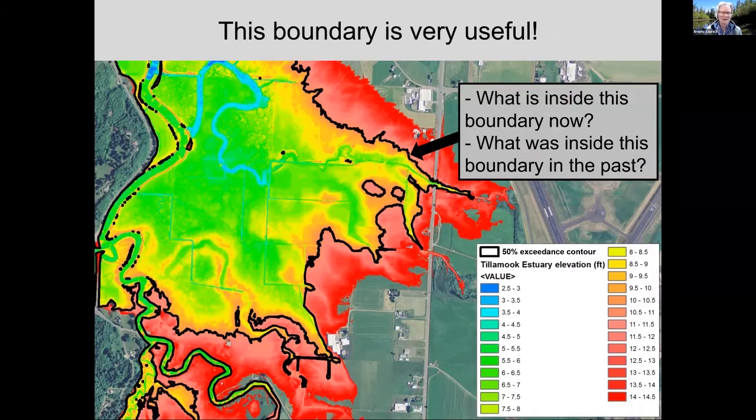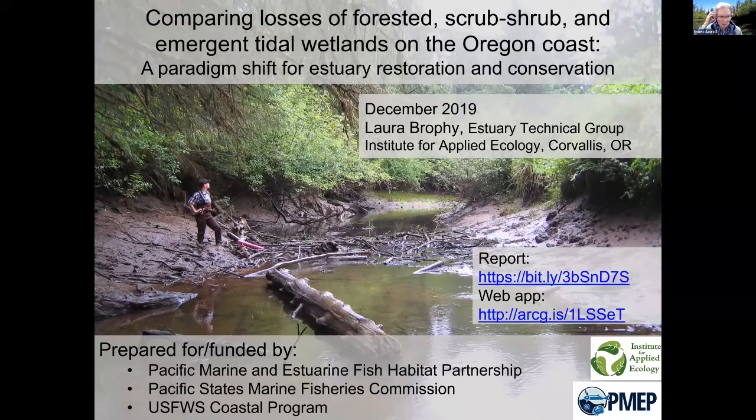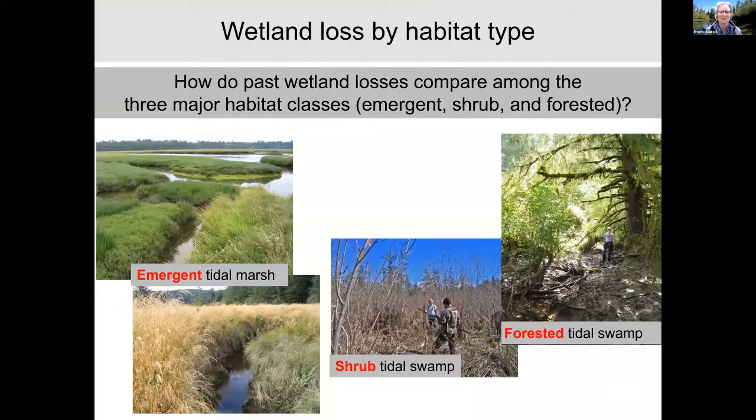It's a very handy boundary to know about because you can ask questions about what's inside the boundary now and what was inside the boundary historically. That's just what I did in this project that I finished up about a year ago. In this project, I compared wetland loss by habitat type. I shouldn't say I did it all myself. Much of these data came from the partners that I've been talking about, OCMP and PMAP. We compared losses among these major classes: emergent, tidal marsh, shrub swamp, and forested swamp.